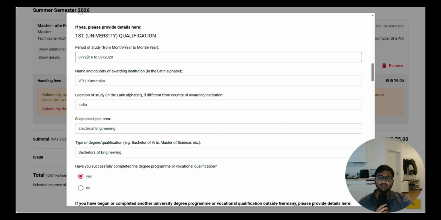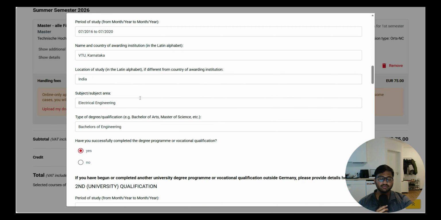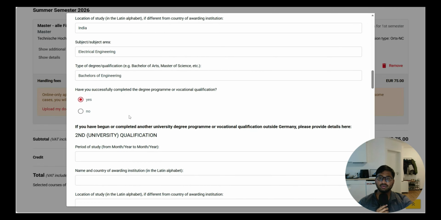Then you need to have done 4 semesters or 3 semesters, depending upon the course. If the course mentions that you can apply with a 3-semester degree, then you can upload. Otherwise you need to have at least 4 semesters as a bachelor. Then location of study is India. Then the subject which I did is electrical engineering, and the type of degree qualification that I was awarded is Bachelor of Engineering.